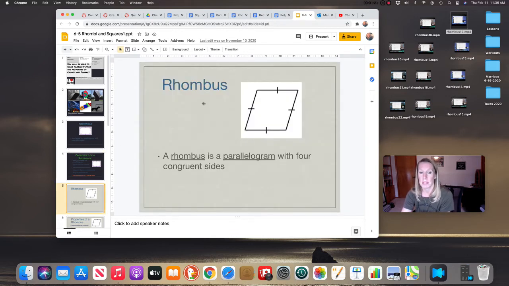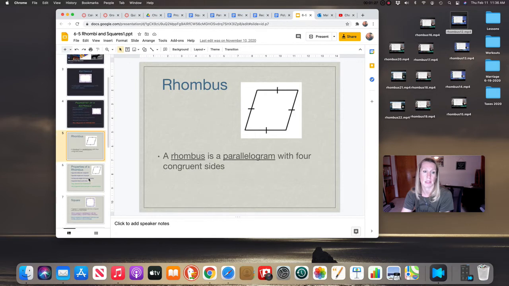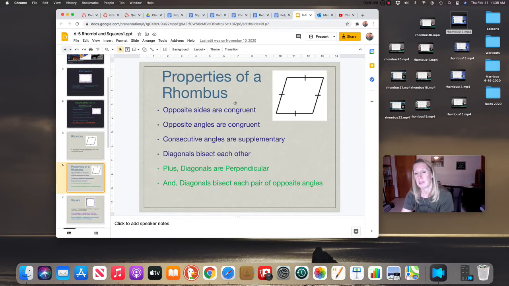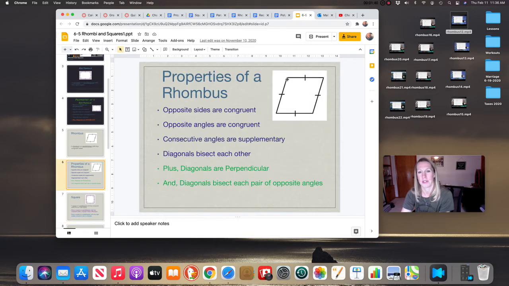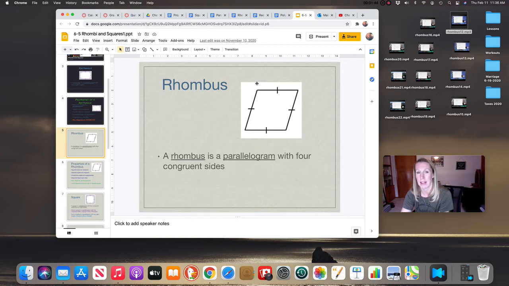A rhombus is a parallelogram with 4 equal sides. So if it has 4 equal sides, it's automatically a rhombus. So since a rhombus is a parallelogram, it will have all the properties of a parallelogram, like opposite sides congruent. Well, they're all equal, so of course. Opposite angles are congruent, so those opposite angles equal each other. Consecutive angles add to 180.